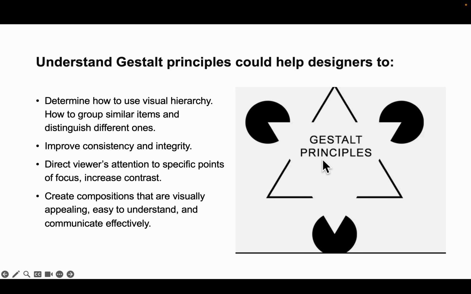Yeah, so determining how to use visual hierarchy, how to group similar items and how to distinguish different ones, is one of the most important functions of Gestalt principles, right? It also helps you improve the consistency of your overall design and direct viewers' attention to the specific points of focus, increase the contrast, and help you create compositions that are visually appealing, easy to understand, and communicate effectively.